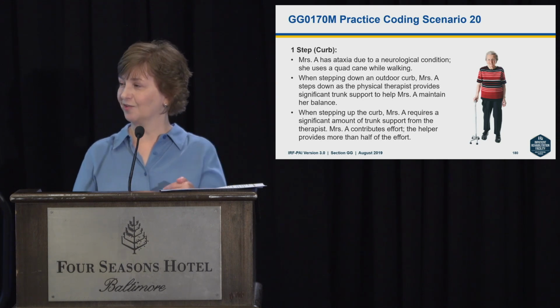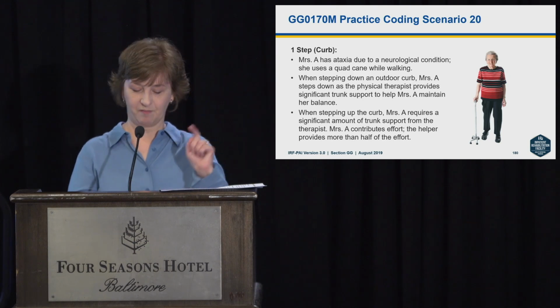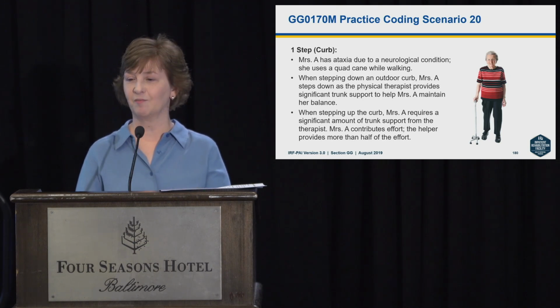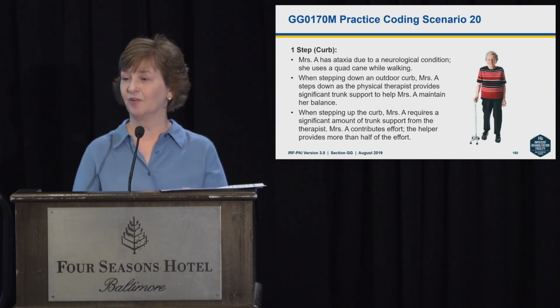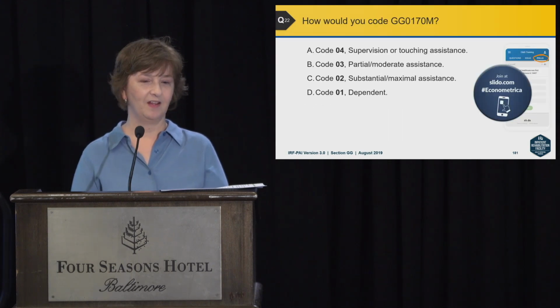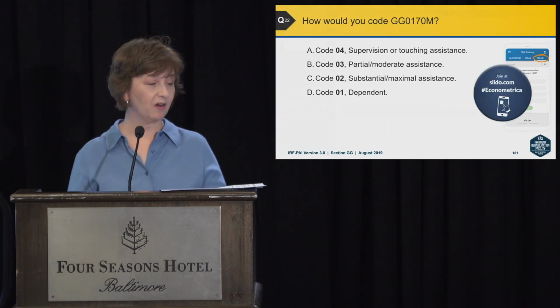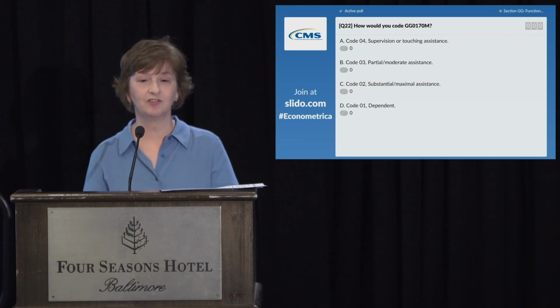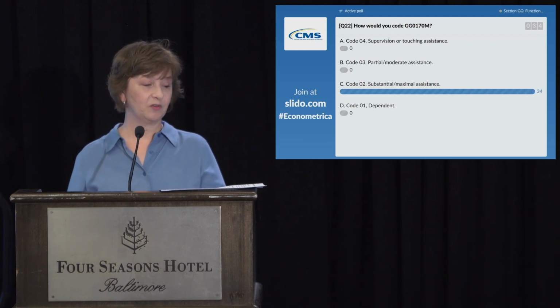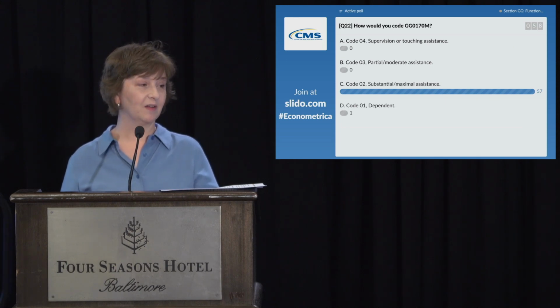So again, if you think through the decision tree, you'll probably end up near the end there, and you'll have to think through who's providing more than half of the effort and whether the patient contributes any effort. So that last bullet obviously is important. The options for the answers here are 04, supervision or touching assistance, 03, partial moderate assistance, 02, substantial maximal assistance, 01, dependent.